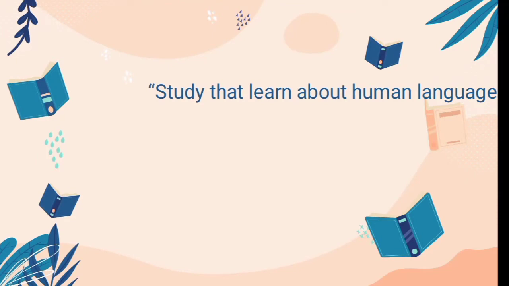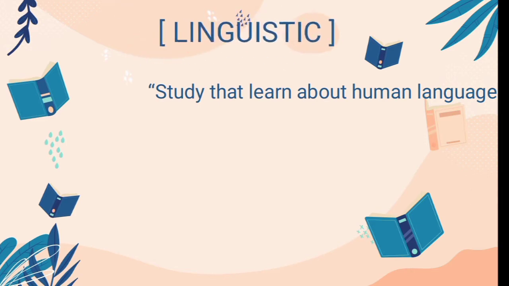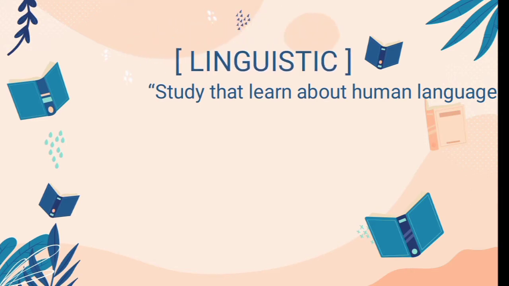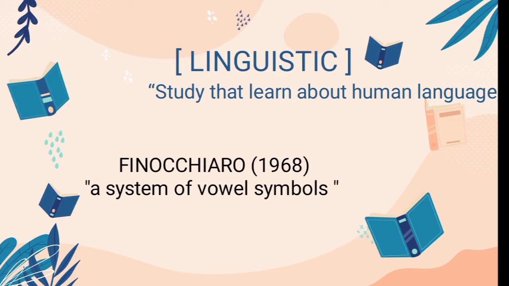In the previous semester, we already learned about the study of human language called linguistics. Then, so far there have been many definitions and even theories in linguistics that define what language is. One of them is Finocchiaro. He said that language is a system of vocal symbols that allows all people in a particular culture to communicate as well as interact.